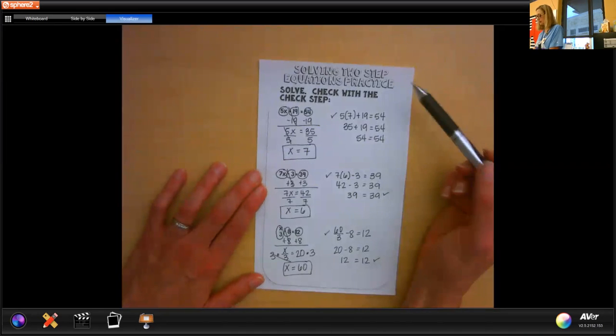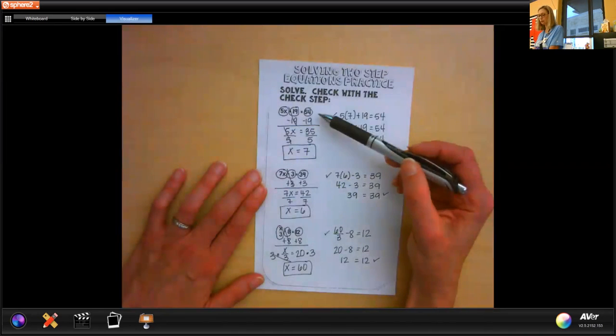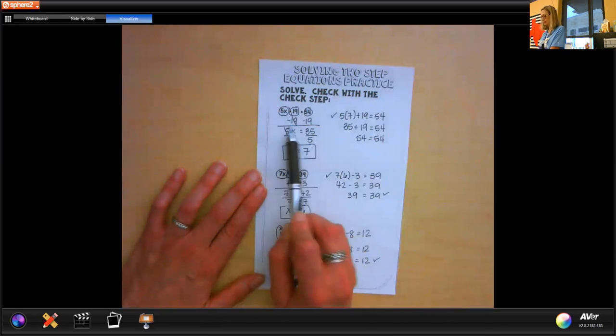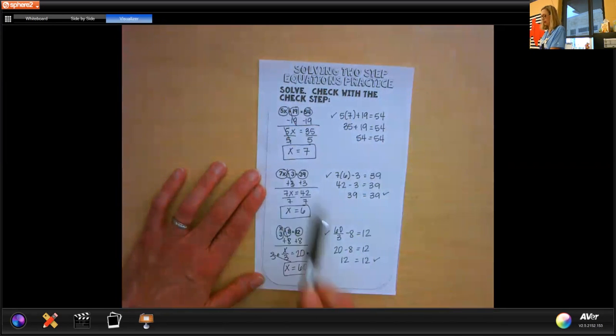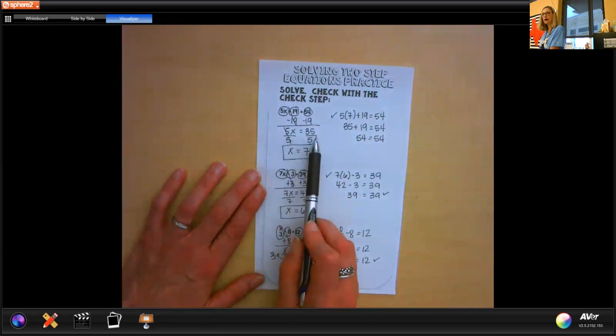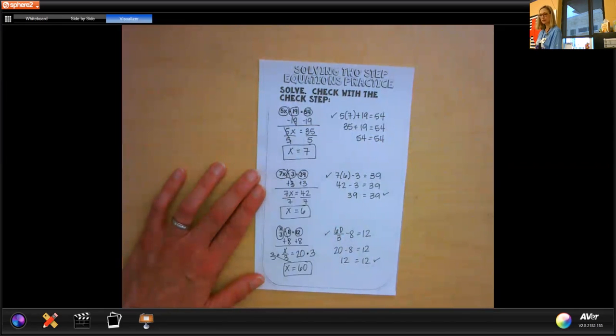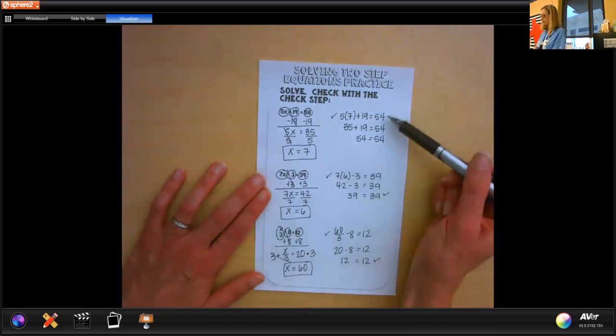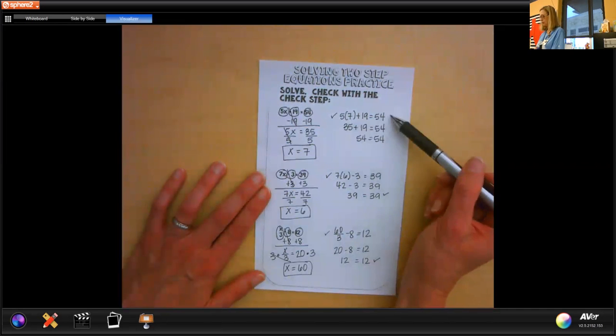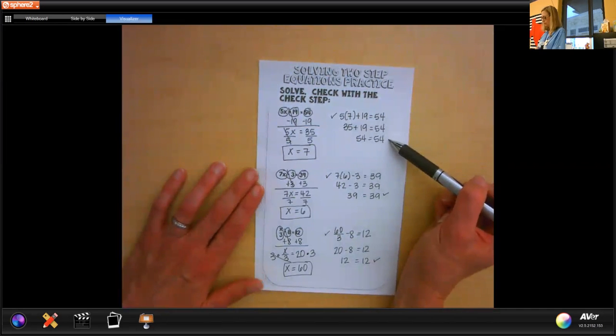We had 5x plus 19 equals 54. I subtracted 19 from each side to get 5x equals 35. I divided by 5 on each side, and 35 divided by 5 is 7. So x equals 7, and then I did my check. I plugged in to determine that that was the correct solution.